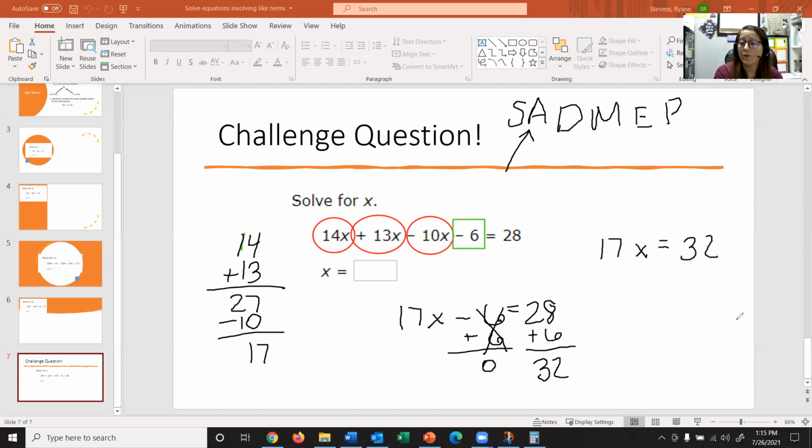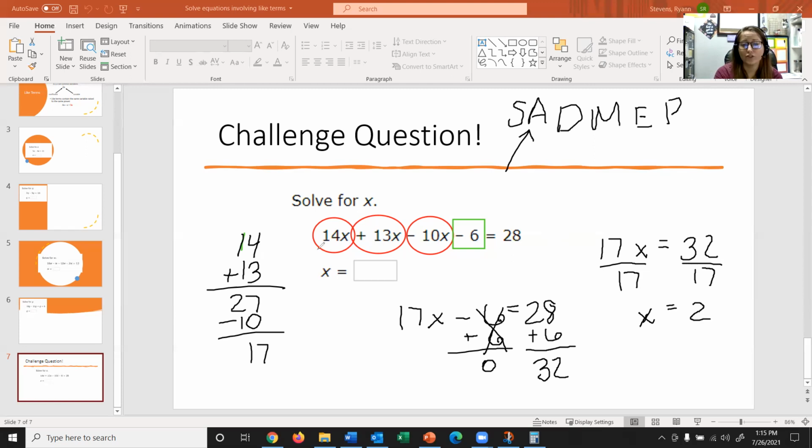And so now we get back to that point before where if we knew what x was, we would multiply 17 times x. So we would use the inverse in order to undo this and figure out what x is equal to. We would divide both sides by 17. And that would leave us with 32 divided by 17 will give us an answer of 2.